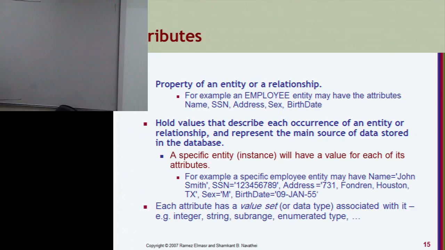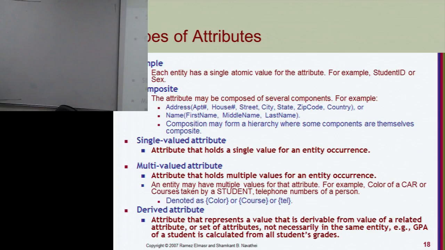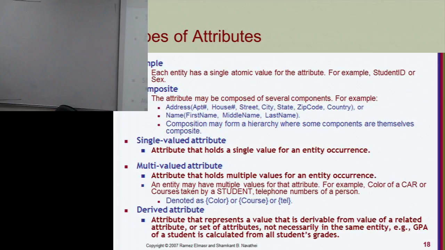Now, what about the attributes? We classify the attributes into simple and composite attributes, something like address. Address is composed of street, city, state, zip. So this is a composite attribute that is composed of many components, many parts. It's not one single part. So we have simple attribute versus composite attribute.